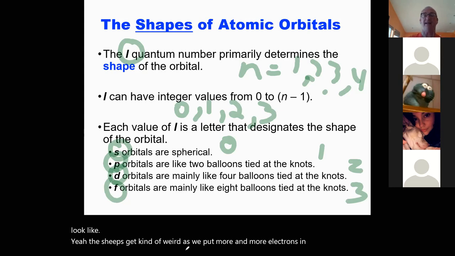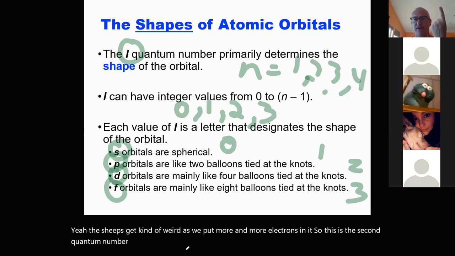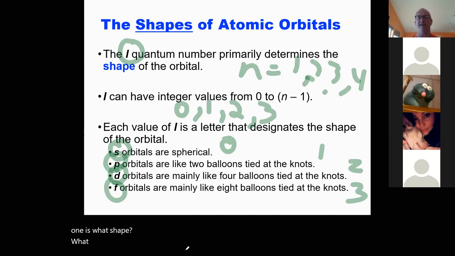So this is the second quantum number. First one is where is the electron, how far away from the nucleus. Second one is what shape? What shape subshell is it in? These are the four different shapes.